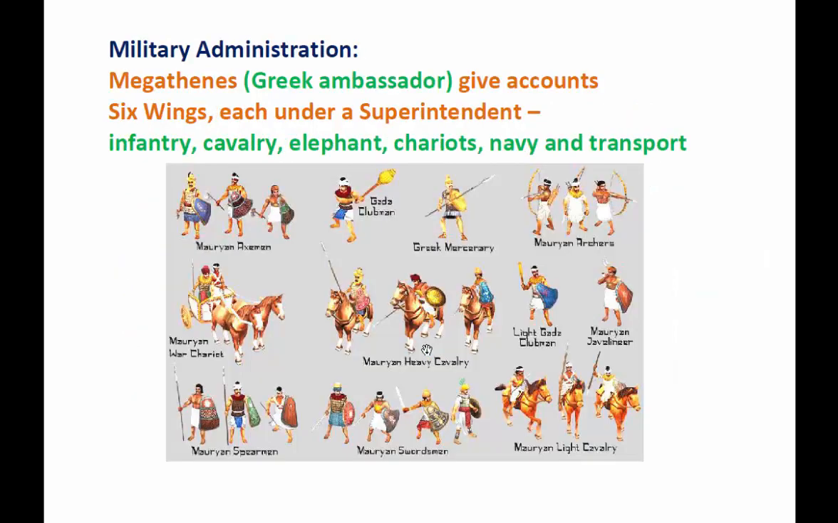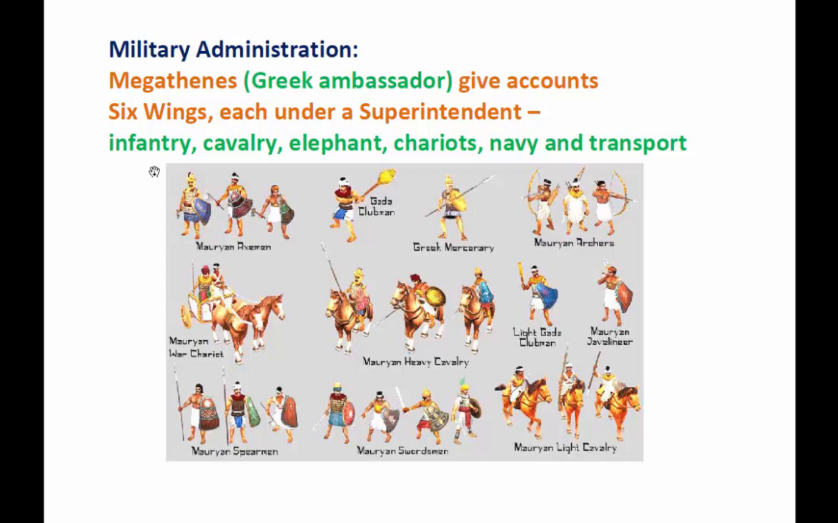And one of the priorities was the military administration. According to Megasthenes, a Greek ambassador who came to the court of the Mauryan Empire, most probably during the time of Chandragupta, he gave an account. He wrote books about the military administration of the Mauryan Empire. According to him, the military had 6 wings, each under a superintendent. So let us see the 6 wings.